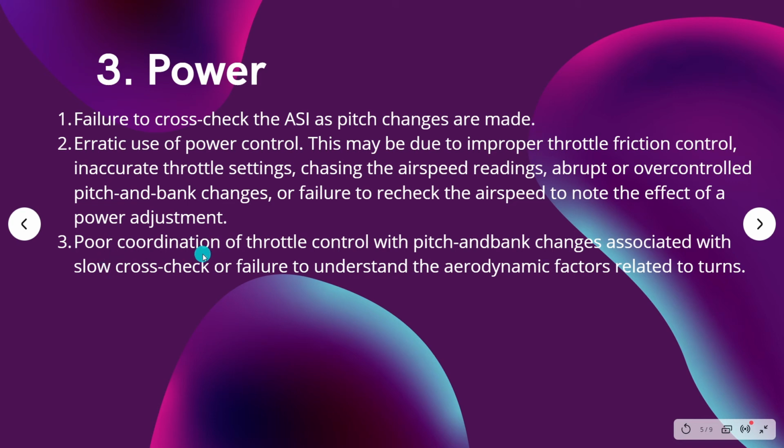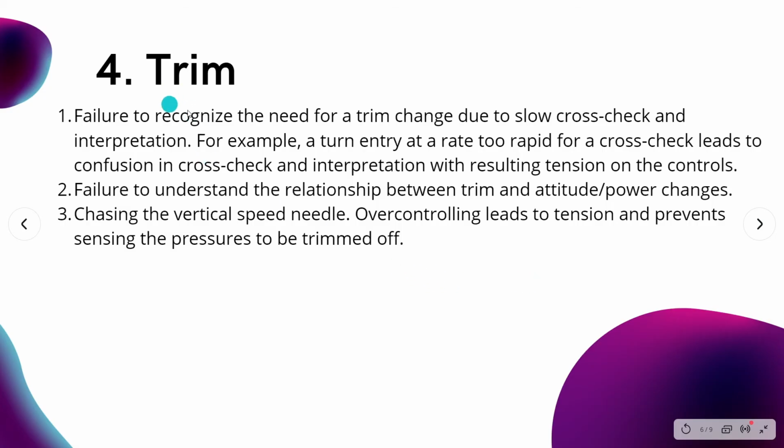Next, poor coordination of throttle control with pitch and bank changes, associated with a slow cross-check or failure to understand the aerodynamic factors related to turns. We have trim. Failure to recognize the need for a trim change due to slow cross-check and interpretation. For example, a turn entry at a rate too rapid for a cross-check leads to confusion in cross-check and interpretation with resulting tension on the controls.